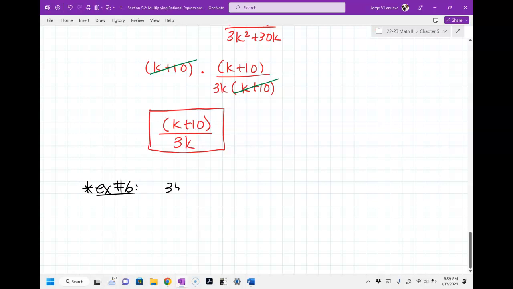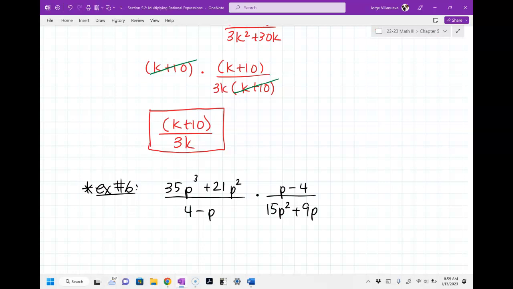So here we go. This is 35p cubed plus 21p squared over 4 minus p times p minus 4 over 15p squared plus 9p. So notice I'm not doing any X method in this problem. But the hardest problem in the homework has X methods, I think, on the top left, top right, and bottom right. So you're going to have to do that 3 different times. But I mean, we've practiced it, right? So it shouldn't be anything you should be scared of. Just maybe not happy to see. Okay.